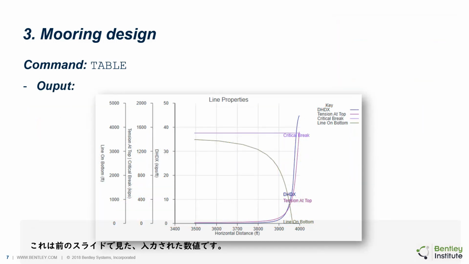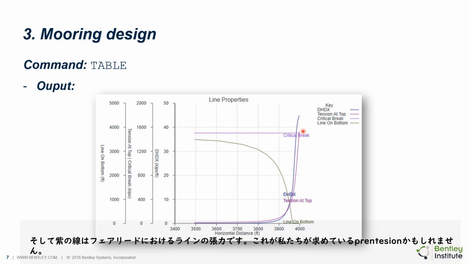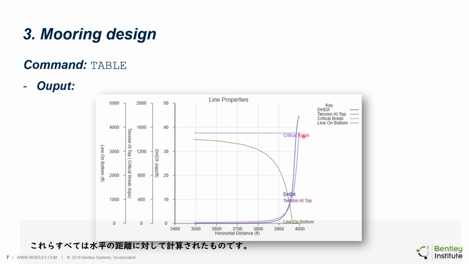This is the plot of the output we saw in the previous slide. Here, I plot three values. The dark green line shows the length of the line on the seabed. The blue line is the steepness of the line. This is the dF over dx in the output. And the purple line here is the line tension at the fairlead. This could be a pretension we want. All these are plotted against the horizontal distance.